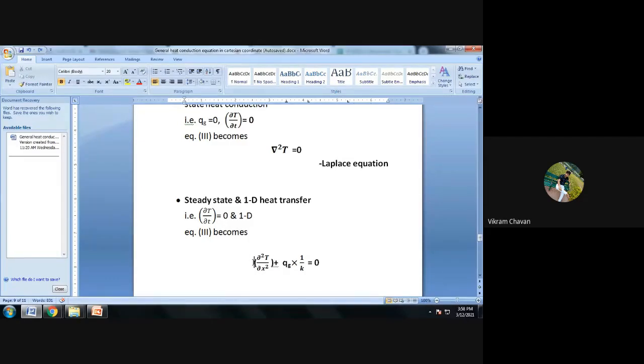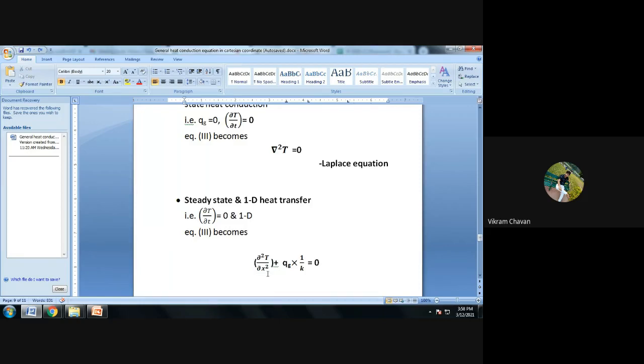Because we are considering only one dimensional heat transfer and heat is flowing only in the x direction, this is the condition. Then we have to consider only one coordinate axis, that is the x coordinate axis. We have to consider that there is a change in temperature with respect to the x axis only.